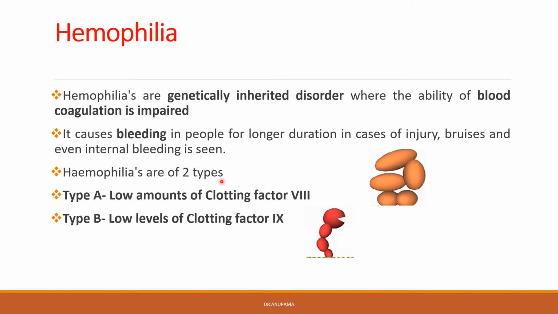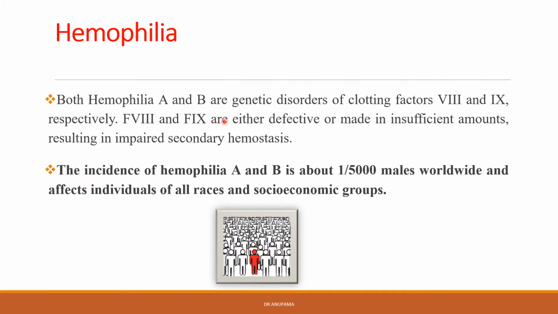Hemophilias are of two types. We have type A and type B. Type A is because of low amounts of clotting factor 8, while type B is because of low levels of clotting factor 9. Both hemophilia A and B are genetic disorders of clotting factors 8 and 9 respectively. Factor 8 and 9 are either defective or made in insufficient amounts, resulting in impaired secondary hemostasis.